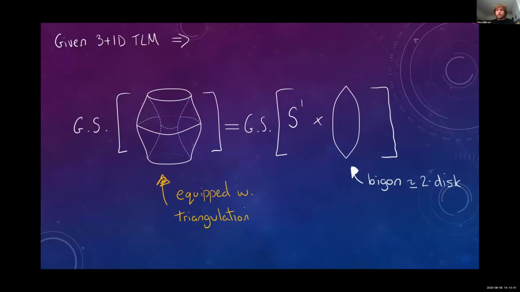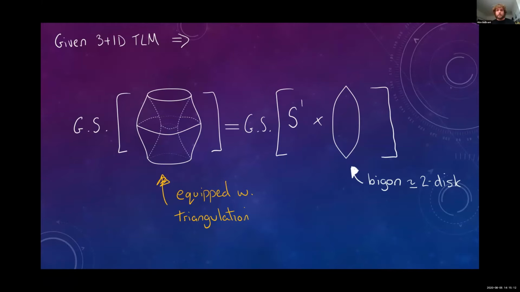So given a 3+1D topological lattice model, I can define a Hilbert space, and in particular a ground state subspace, to any given 3-manifold. So given this 3-manifold equipped with a triangulation, and I'm not going to draw triangulations because otherwise it gets complicated, but let's assume that everything is equipped with a choice of triangulation. And this 3-manifold, I can really think of as being S1 cross the bigon. So the bigon is kind of a 2-disk, and going back, crossing S1 into the plane.